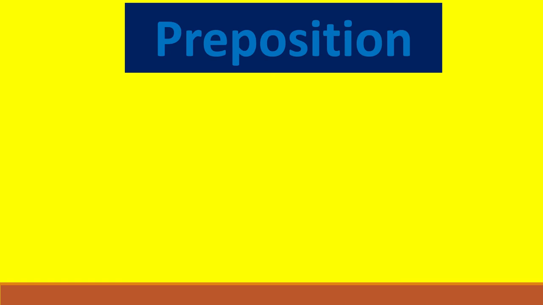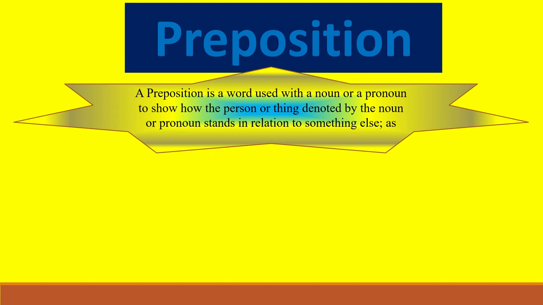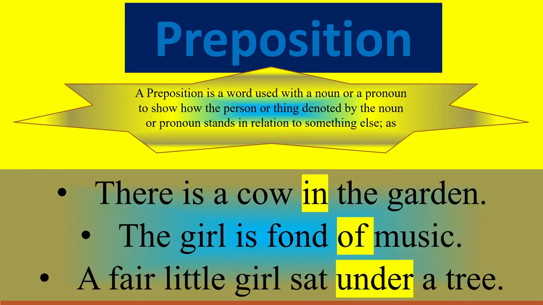Preposition. What is a preposition? A preposition is a word used with a noun or a pronoun to show how the person or thing denoted by the noun or pronoun stands in relation to something else. Here, the thing you need to keep in mind is relation. So, preposition is a relating word. It shows the relation between nouns or pronouns and other persons and things. Understand? So let us see examples.